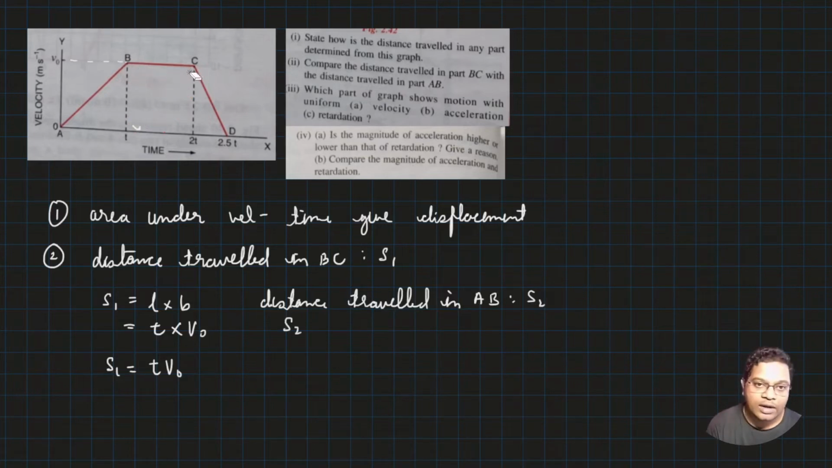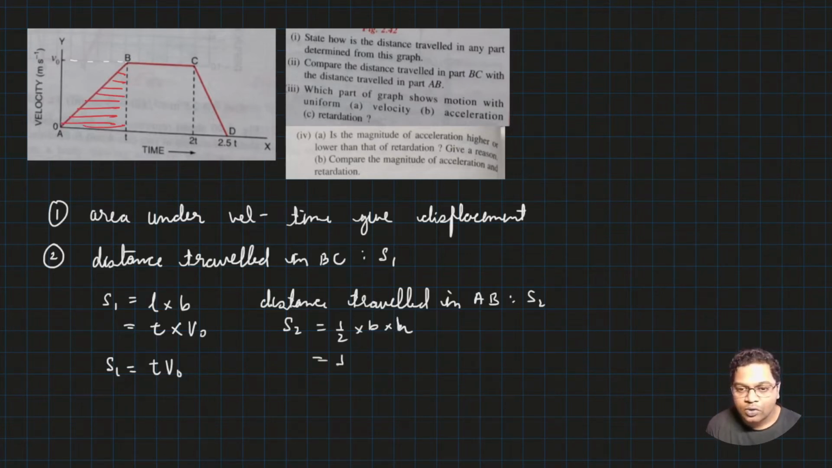Now if you look at the distance traveled in AB, you have to calculate this area. Now this area is a triangle. So triangle is half into base into height. So that will be half into t into V0. So that will be t V0 upon 2. This is the distance traveled in AB.